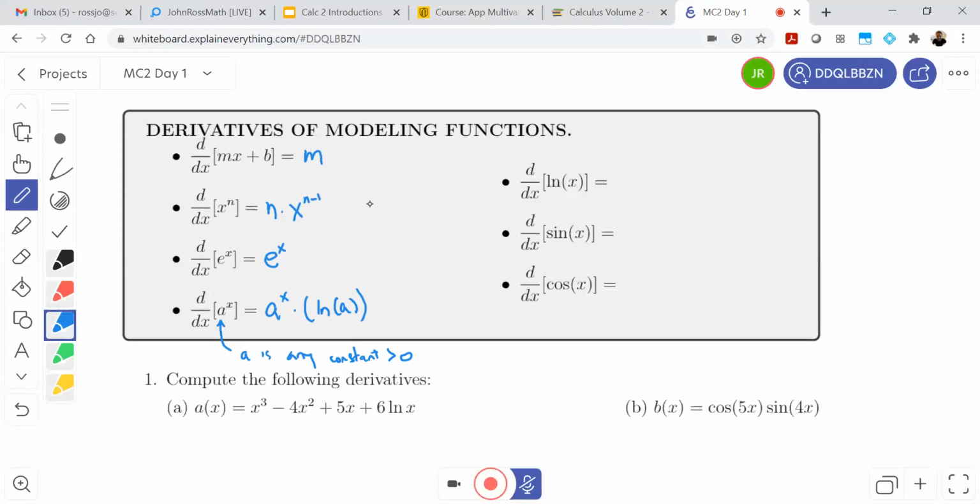I guess the derivative of the natural log function, the derivative of ln of x, is just 1 over x. And then our two most important trig functions: the derivative of sine, amazingly enough, is cosine. And the derivative of cosine, frustratingly, is not sine, it's negative sine. Okay, so those are our 7 major derivatives of modeling functions.